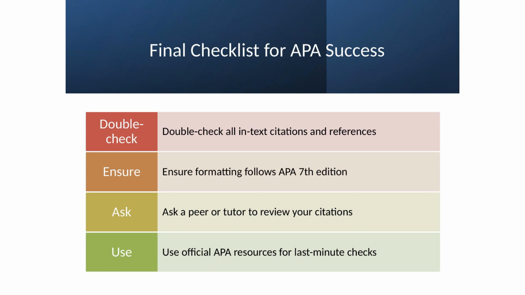Use official APA resources or your university's Academic Skills Center for guidance. Many universities offer templates or workshops. Don't hesitate to take advantage. Lastly, remember that good referencing is a sign of good scholarship. It can elevate your dissertation grade and reflect your academic integrity. With these steps, you can reference with confidence.